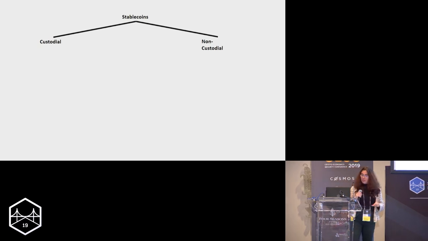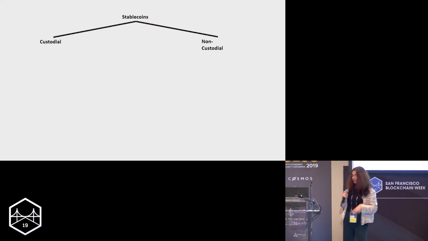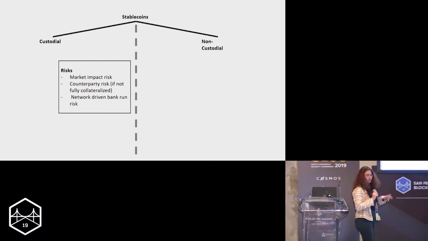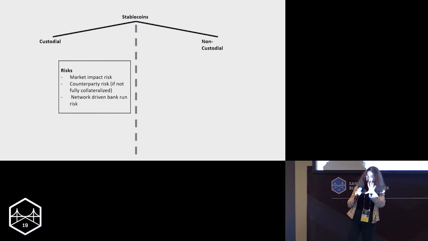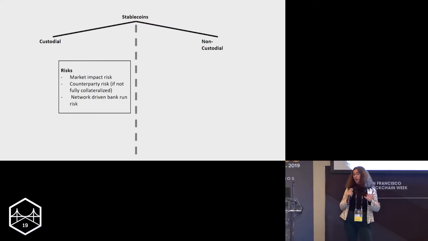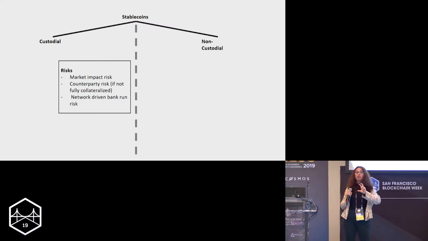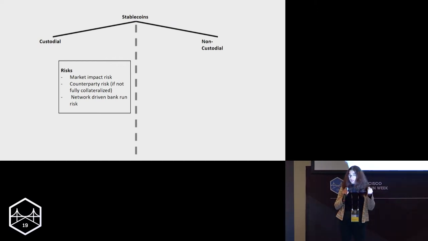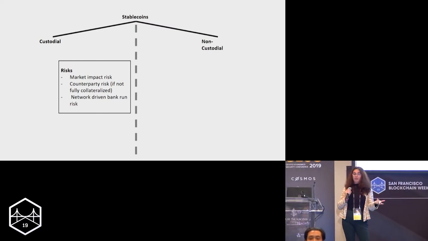So I have here a slide which summarizes the different risks that are involved in the different types of stablecoin. On one side, you have the custodial stablecoins, which, as I said, are very much like a fund where many of them have 100% reserve. But the risk that comes with huge size is, of course, the market impact risk. What happens under a potential liquidation? What happens if we need to sell a large part of the reserve on the market?